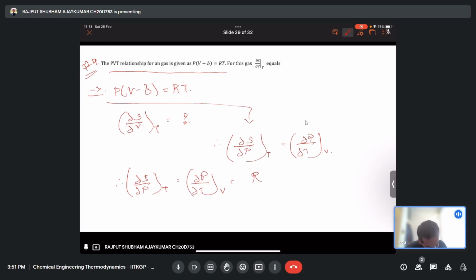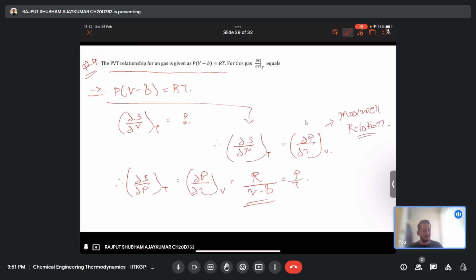If you partially differentiate this equation, P with respect to T at constant volume, P by T is equal to R upon V minus B. That is del S by del V at constant T equals del P by del T at constant volume. This is what we have through the Maxwell relations.